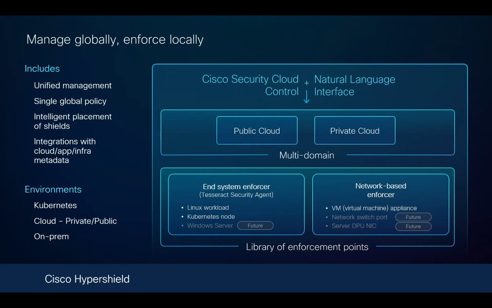It leverages a natural language interface to allow you to ask it questions in human language and get a response back in human form. And it allows you to intelligently place those shields, right, the protection mechanisms, in your environment without causing disruption. Now, this includes both public and private cloud, and it includes both the end system enforcer using the Tesseract Security Agent, which today is for Linux and Kubernetes nodes. Windows is coming, and then the network-based enforcer, which is a virtual machine appliance. And we will be offering network switch port or server DPU NICs in the very near future.